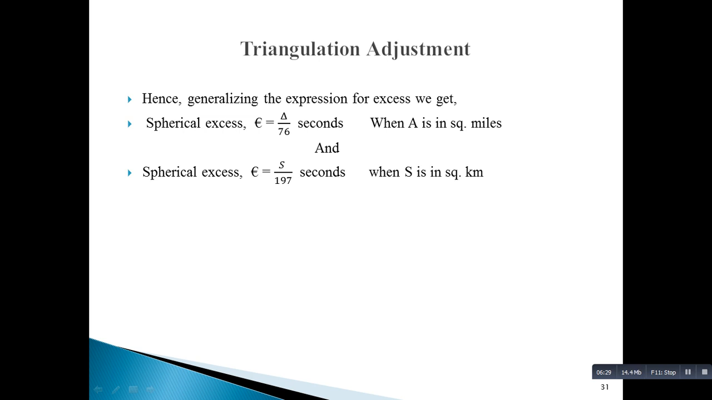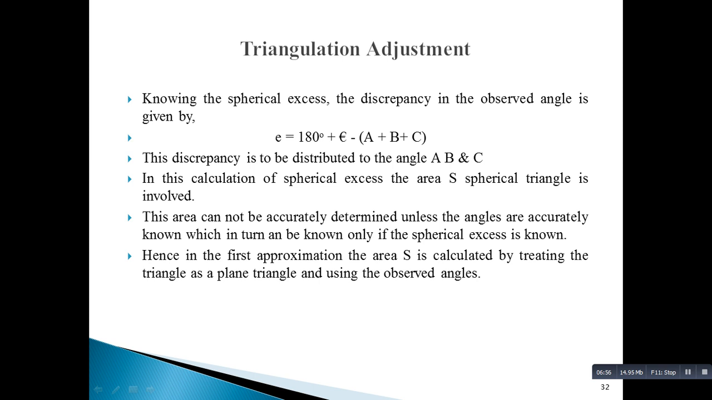Hence, generalizing the expression for the spherical excess, we can say that the spherical excess is area by 76 seconds when the area is in square miles, and in case of area in square kilometers, the spherical excess is equal to S by 197 seconds. So we can calculate the spherical excess in seconds. Knowing the spherical excess, the discrepancy or error in the observed angles is given by E, the discrepancy or error, is equal to 180 degrees plus the spherical excess minus A plus B plus C, where A, B, C are the three observed angles. This discrepancy is to be distributed to the angles A, B and C.